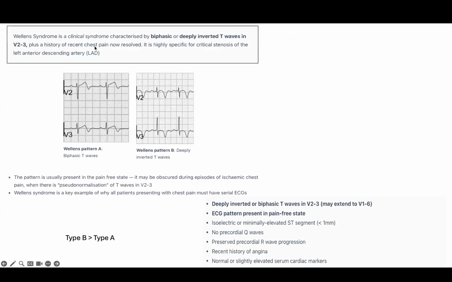So Wellens syndrome is a clinical syndrome characterized by biphasic or deeply inverted T waves in V2 to V3 plus a history of recent chest pain now resolved. It is highly specific for critical stenosis of the LAD. The pattern usually presents in a pain-free state. It may be obscured during episodes of ischemic chest pain when there is pseudo-normalization of the T waves in V2 to V3. So Wellens syndrome is a key example of why all patients with chest pain must have serial ECGs.